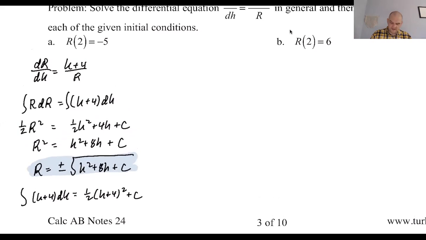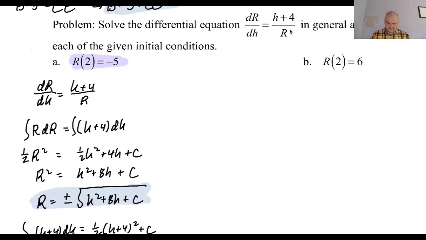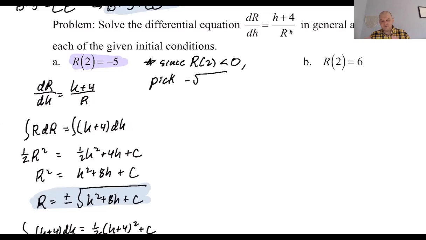So what do I mean by that? Well, let's look at our initial conditions. Here, r of 2 is equal to -5. So I'm going to make a note here. Since r of 2 is less than 0, we're going to pick the negative square root. Because if we don't pick the negative square root, we're never going to get a negative value out of it. So we have to pick the negative.